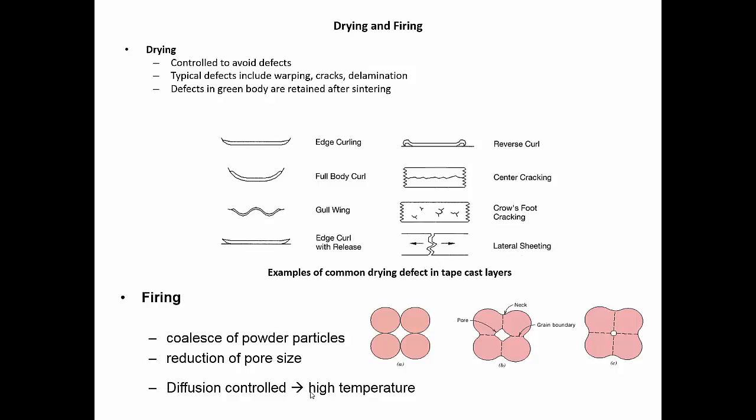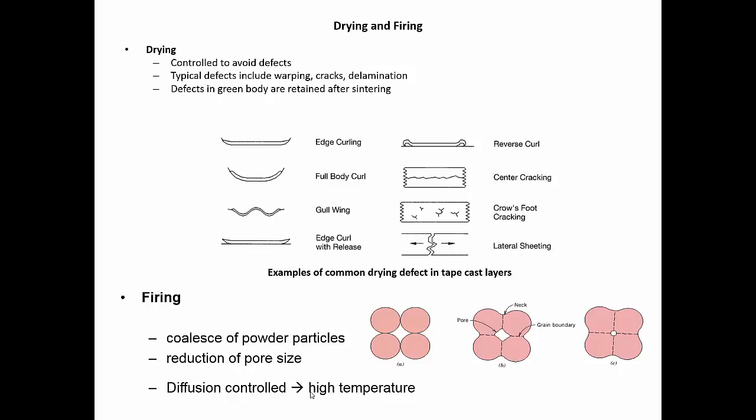We don't want defects in the green body, so that's the tape before it's sintered into the final ceramic piece, because if we've got defects in the green body, they'll be retained after sintering, and these defects will be detrimental to the final electrical properties.